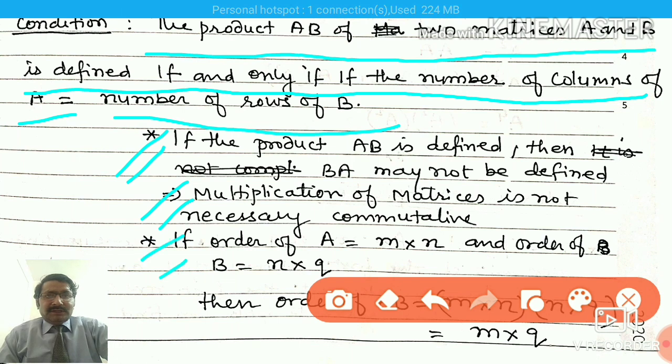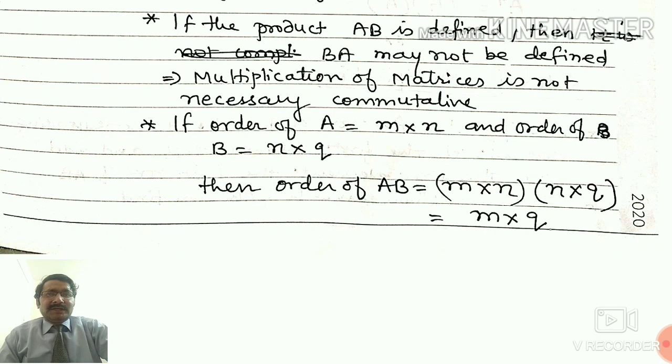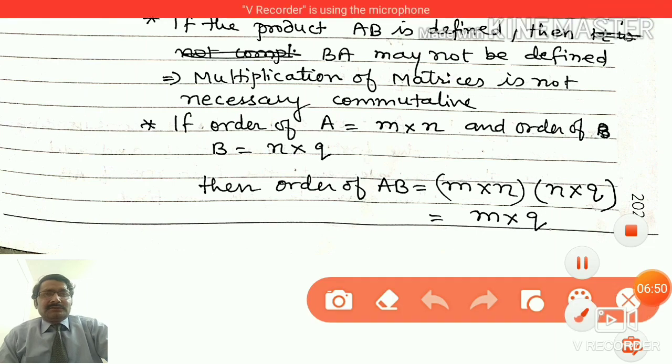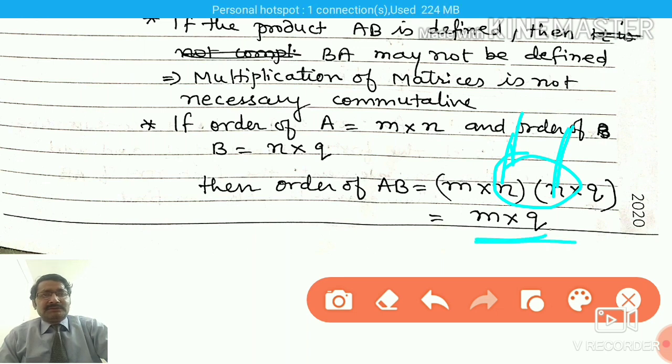Now last: if the order of A is M cross N and the order of B is N cross Q, then what is the order of the product AB? That will be M cross N and N cross Q. So here the column count of the first and the row count of the second will be cancelled, and you get M cross Q. Okay.